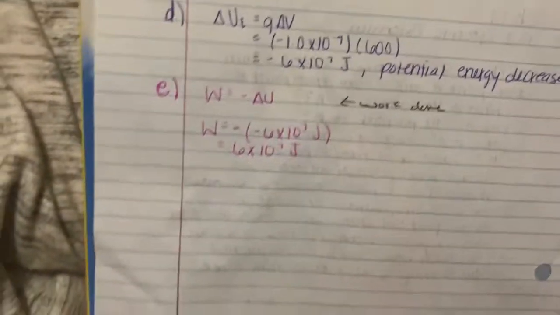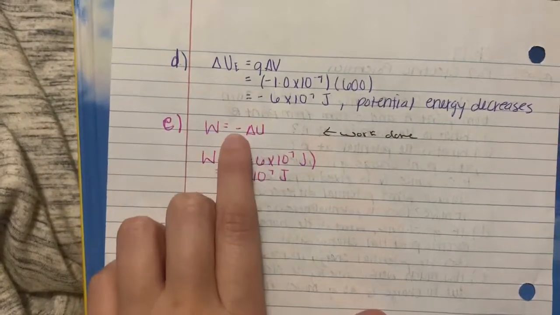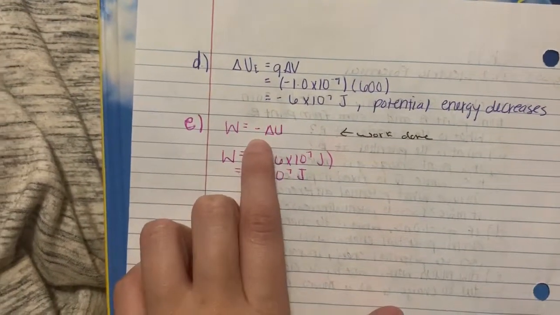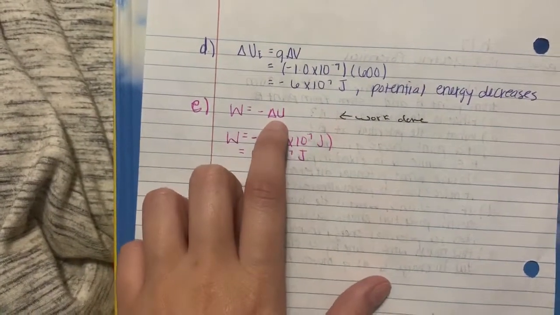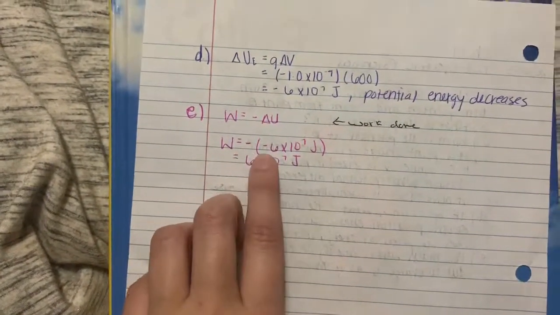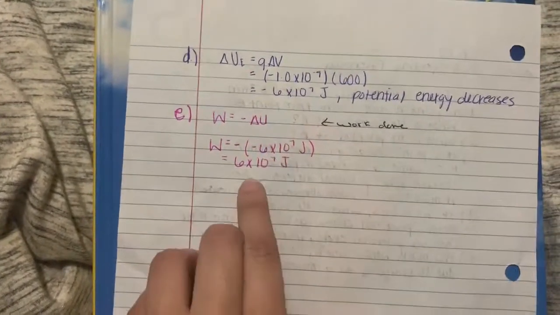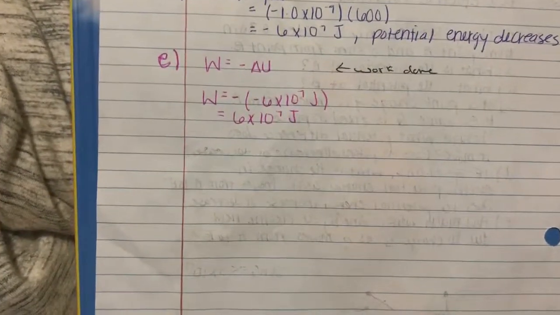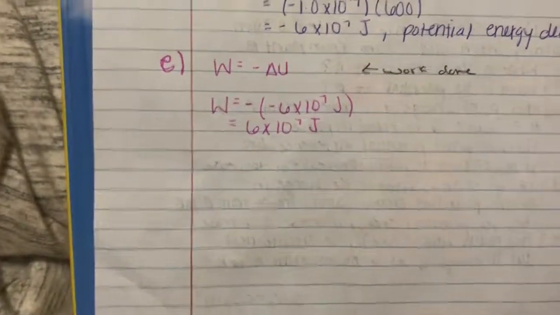And to find the work done, we're going to just take this answer right here and find the negative change in potential energy. So the negative that's in the equation, and then you write the negative answer that we found right here, and that's going to give us the work done, which was a positive 6 times 10 to the negative 7 joules.